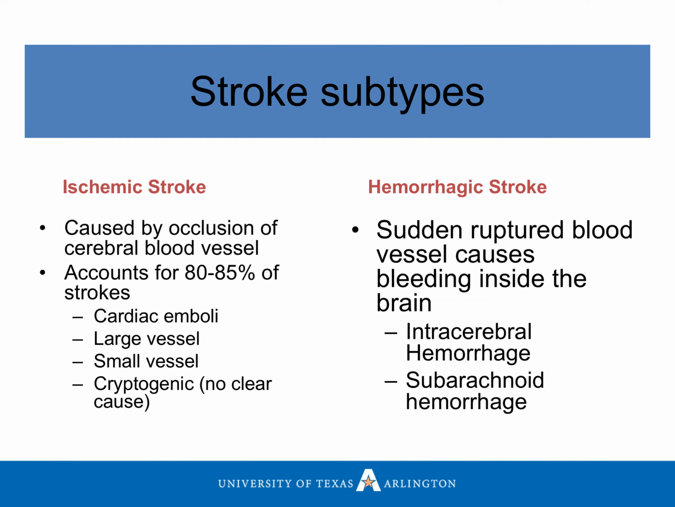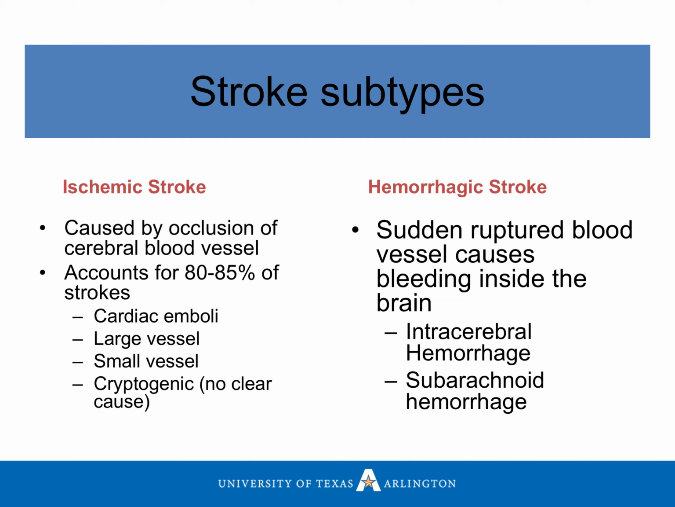Stroke subtypes. As we discussed in the objectives, there are two main types of stroke: ischemic stroke and hemorrhagic stroke. An ischemic stroke is caused by an occlusion of a cerebral blood vessel. It accounts for about 80 to 85% of all strokes. The origin can be a cardiac emboli, a large vessel occlusion, a small vessel occlusion, or a cryptogenic stroke, which is a stroke that does not have a clear cause.